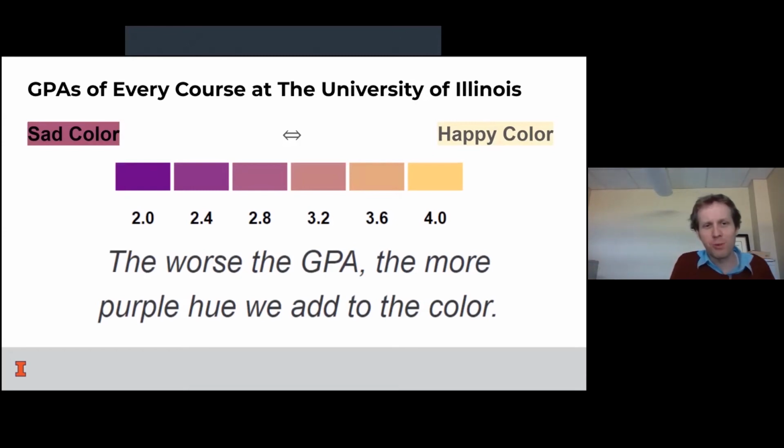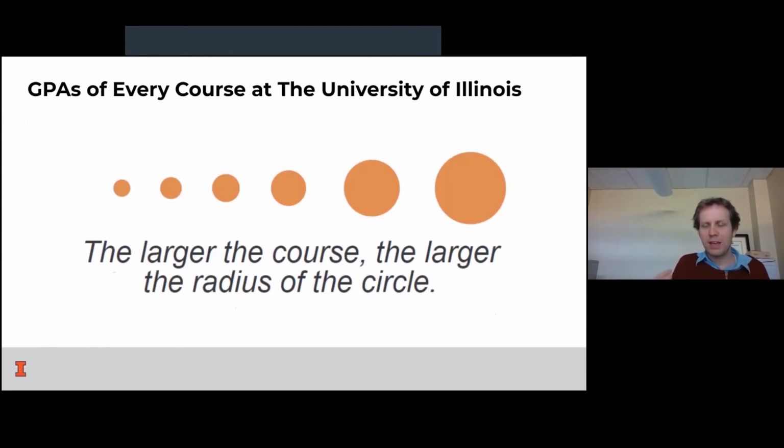But a really bruised course might leave you bruised. It might leave you with a 2.0 average. So the worse the GPA, the more purple hue we're going to add to this visualization. And then the other thing is I'm going to categorize these courses into different sizes. So the larger the course, the bigger the circle.